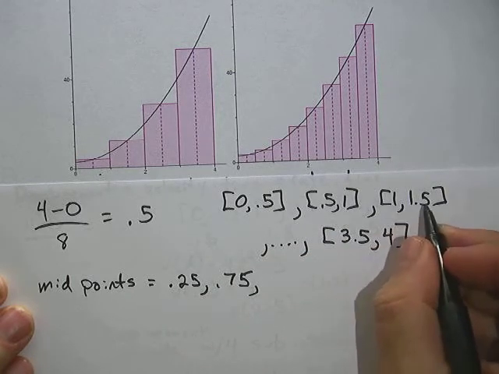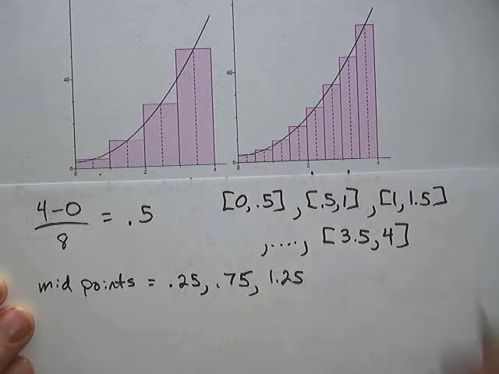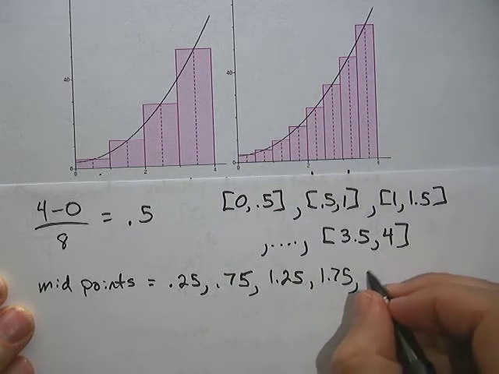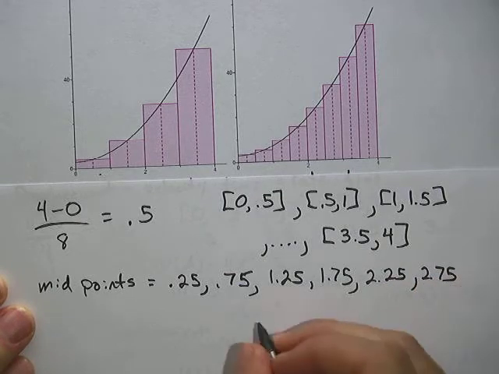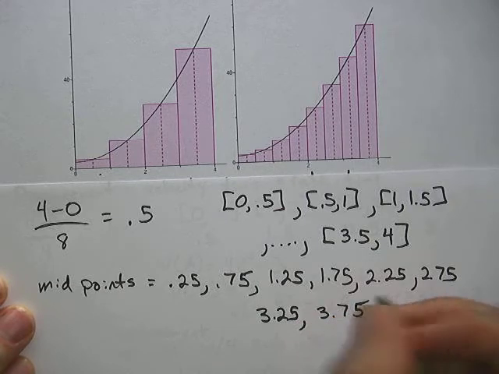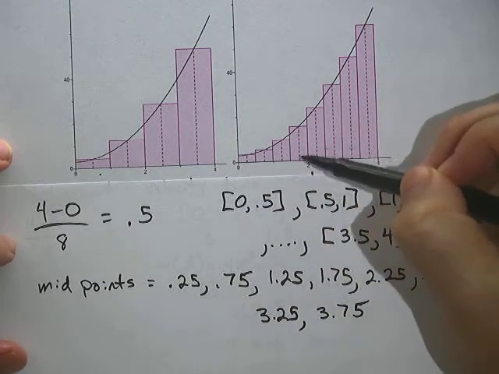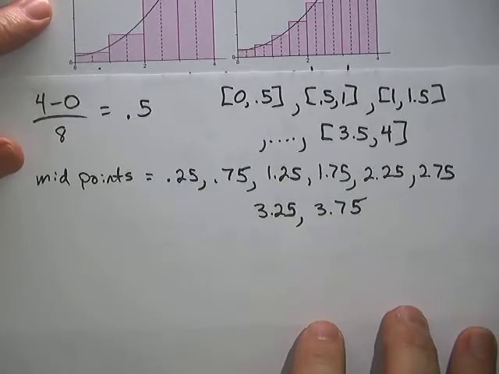And then 2.5 divided by 2 is 1.25, and you can probably see the pattern here now. The next one is going to be 1.75, and then 2.25, 2.75, 3.25, and 3.75. Those will be our midpoints that we're going to use, just like we did last time, to find the height of these little rectangles here. So we use those numbers to plug into our function.